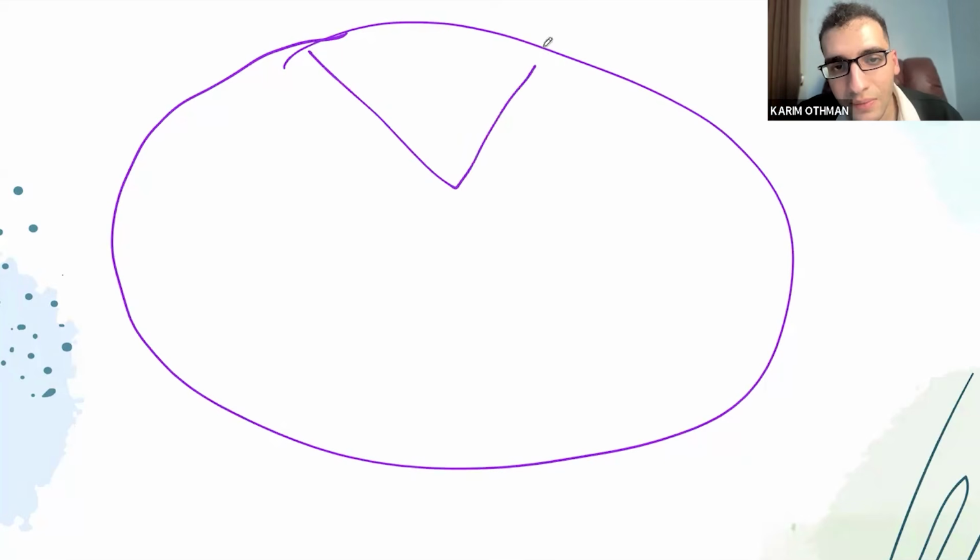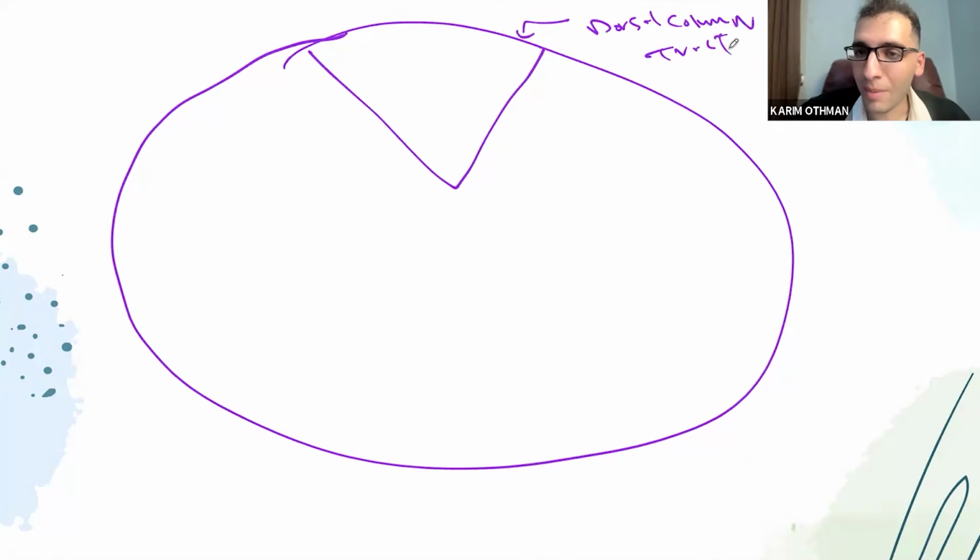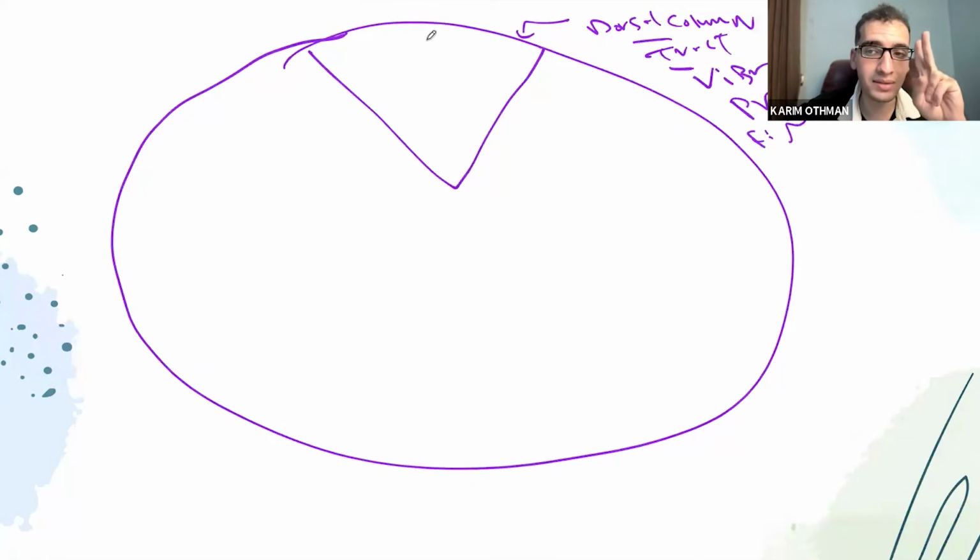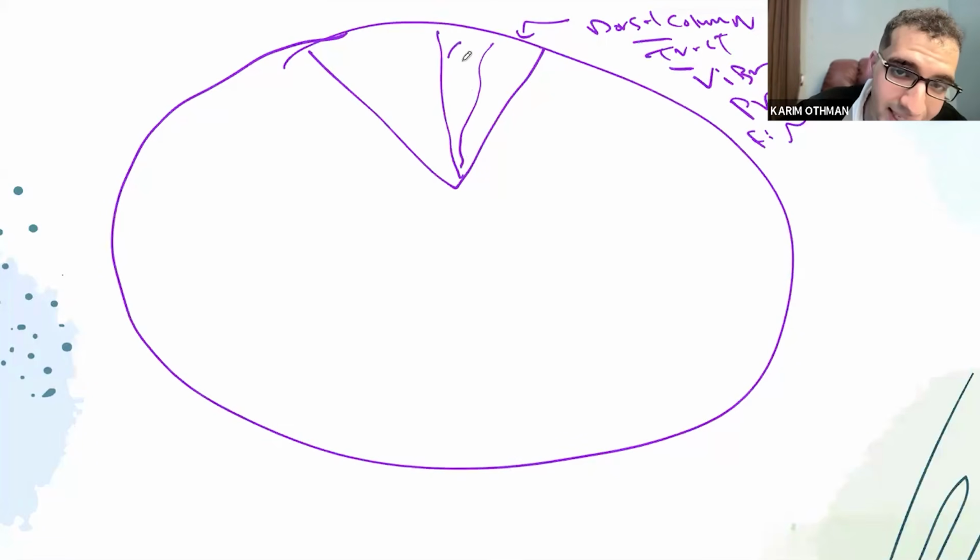So this tract here is called the dorsal column tract. Okay? Dorsal column tract. And what I need you to know about the dorsal column tract is that it's important in the vibration and the proprioception and the balance and the fine touch also. Good. And in this dorsal column tract, it's made from like 2 tracts, guys. It has a tract called gracilis and a tract called cuneatus.